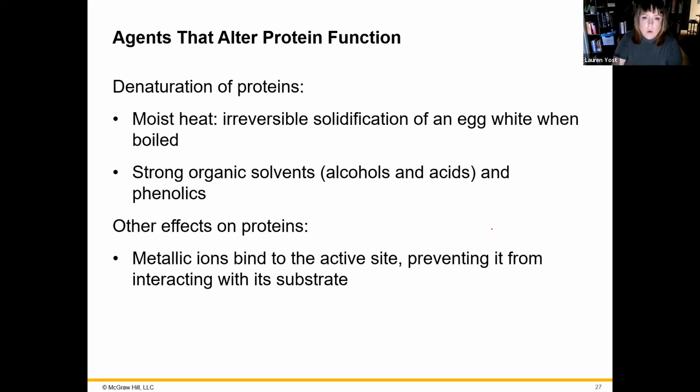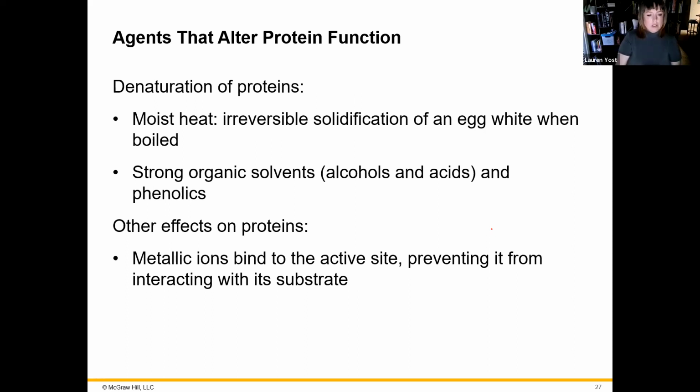And you see that egg white, it was liquidy, clearish, and now it is hard, solid. You can't go back, right? Have you ever tried? Because you can't, by the way, because you've denatured those proteins that are in there, and you can't revert back to the original, natural state, the native state. So strong organic solvents, we have moist heat, and we have strong organic solvents that are able to have this effect. And also phenolates can have this effect as well.